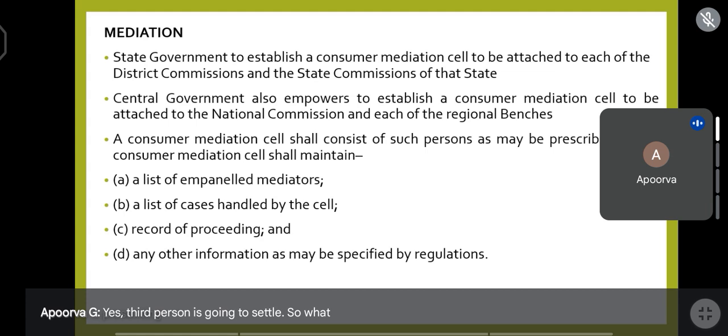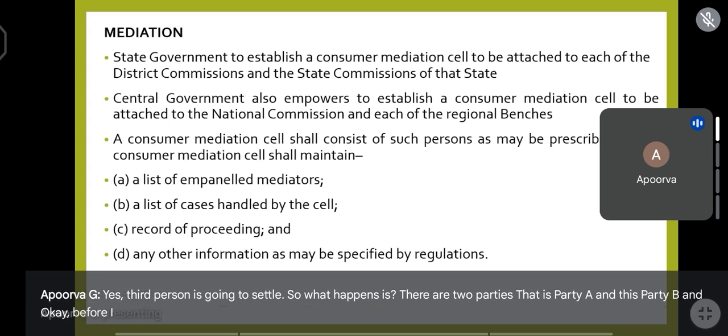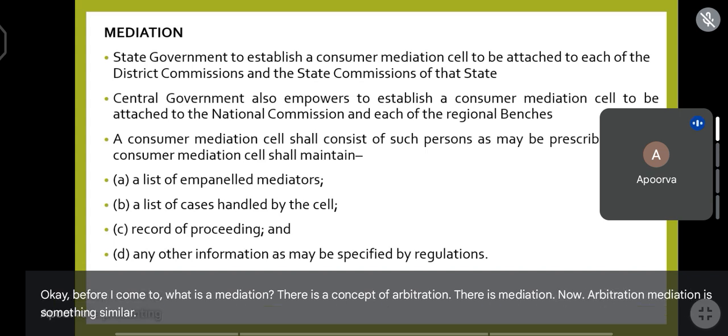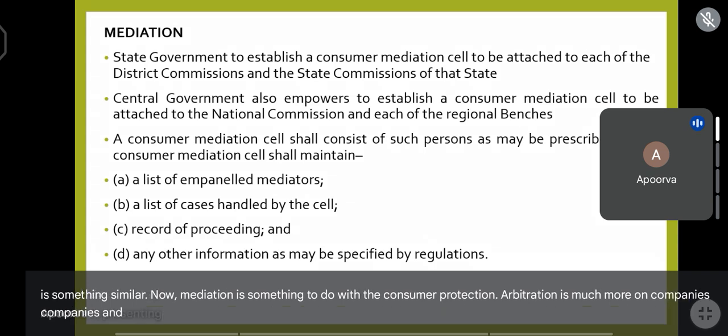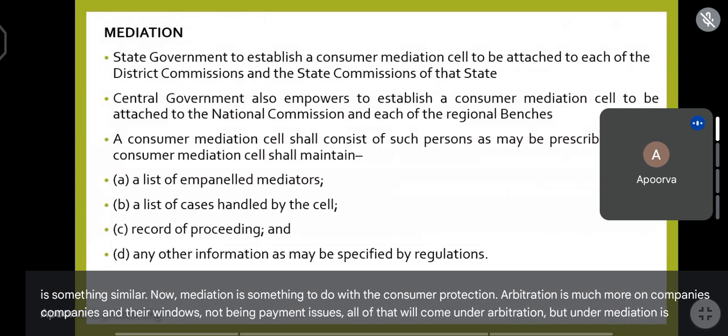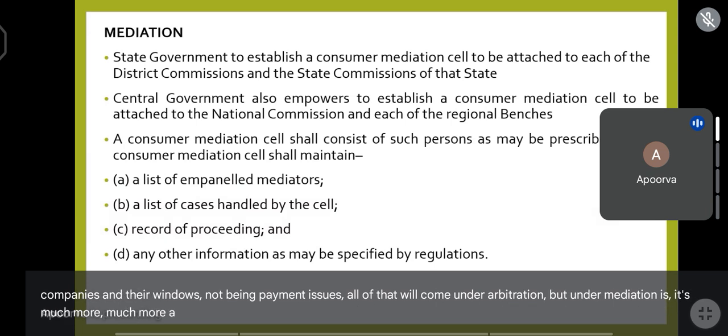What happens is there are two parties, party A and party B. Before I come to what is mediation, there is a concept of arbitration, and there is mediation. Arbitration and mediation are somewhat similar. Mediation has to do with consumer protection. Arbitration is much more about companies and their vendors, payment issues. All of that will come under arbitration. But mediation is a much more friendly process. It is not as legalized as arbitration, but mediation has its own value.